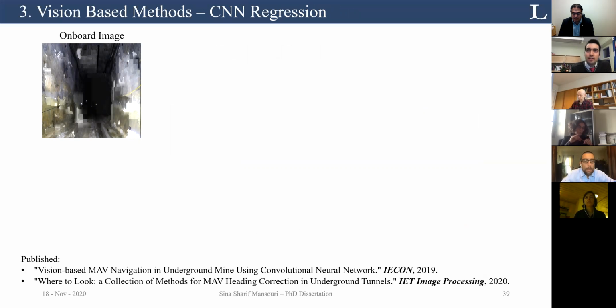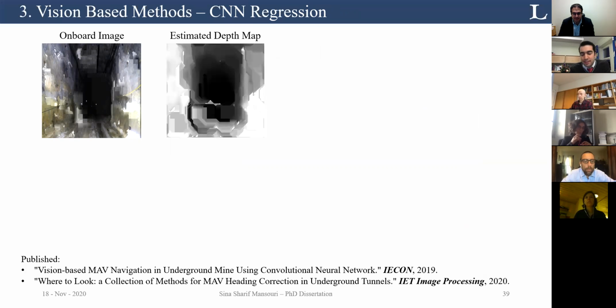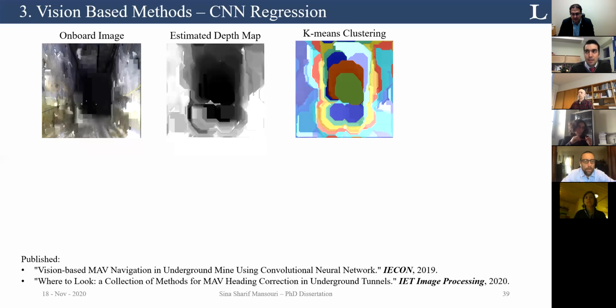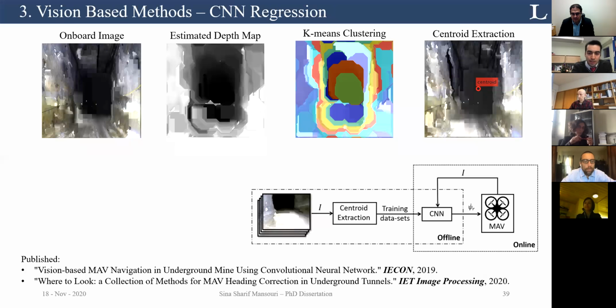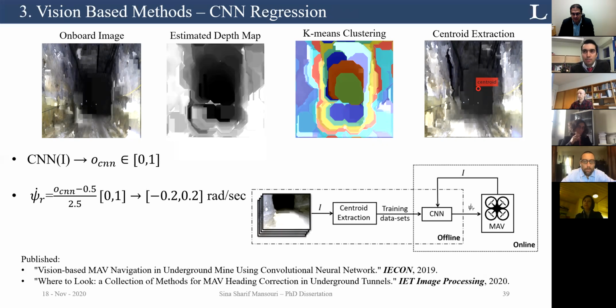So what we did here is that we assumed to have an onboard image. We extract the pseudo depth map of the environment. We did the k-means, and then we find the deepest part of the image, and this is actually the information that we are looking for. And after we did these centroid extractions, we trained our CNN in an offline approach, and then we evaluated in the online method to provide us the heading rate commands.